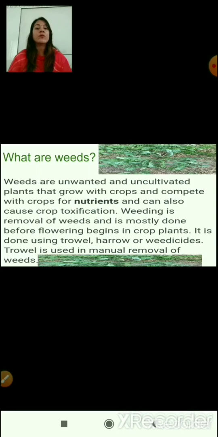And the process of weeding is the removal of weeds and is mostly done before flowering begins in crop plants. It is done by using tools like trowel, harrow, or weedicides. Trowel is used in manual removal of weeds.